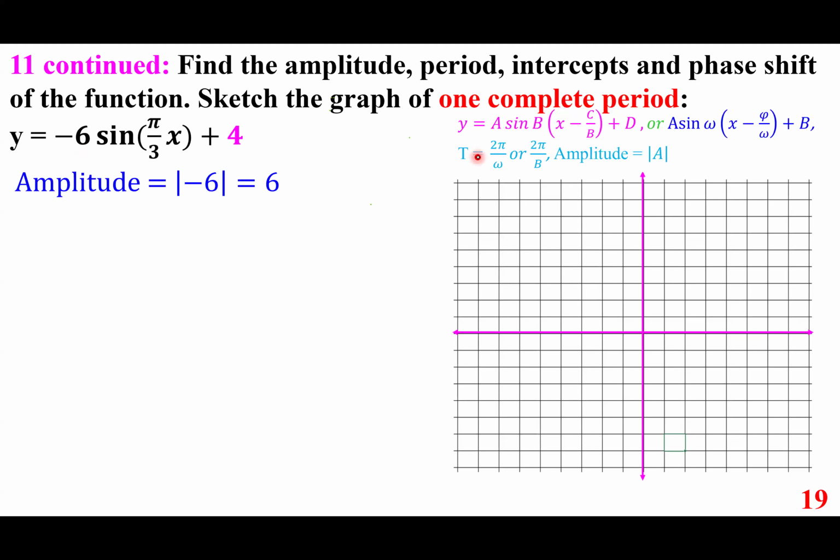The period is 2 pi over omega or 2 pi over b. Notice the coefficient of x is pi over 3. So we're going to divide 2 pi by that. So 2 pi over pi over 3 means the number 6.